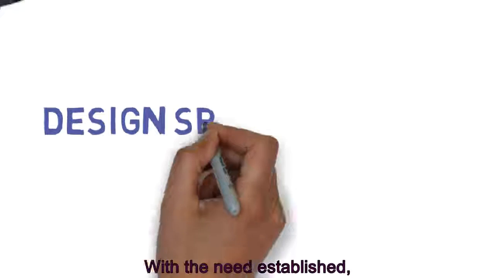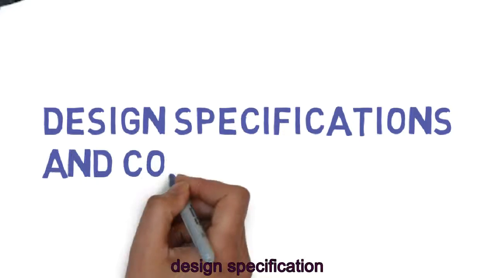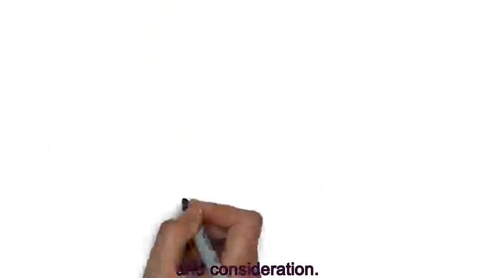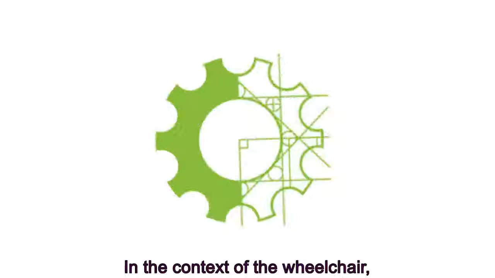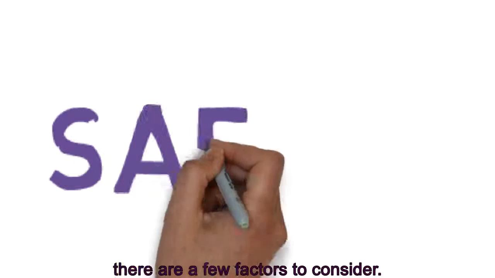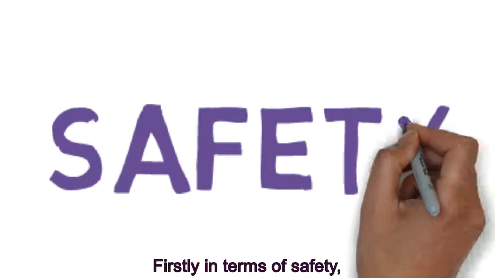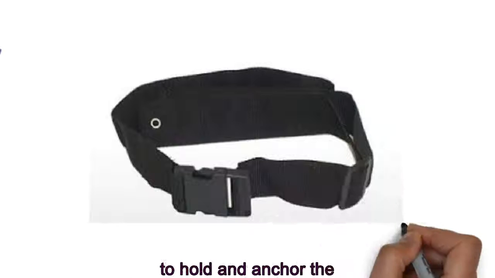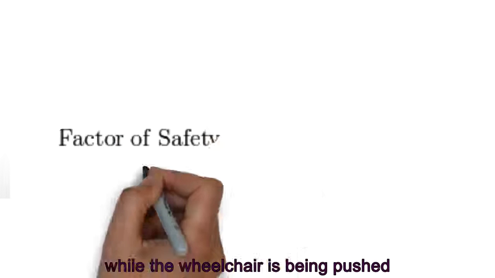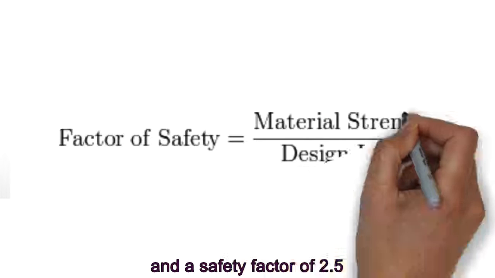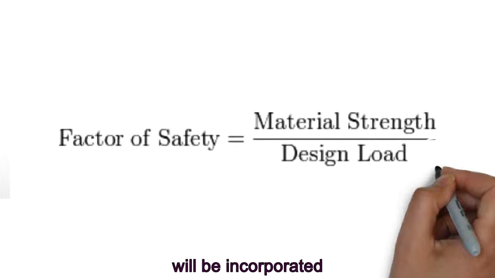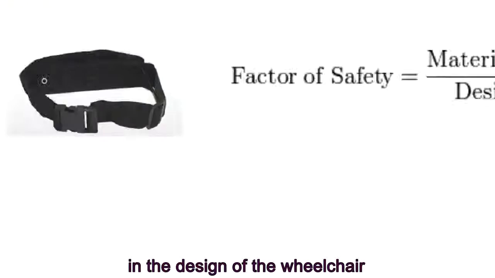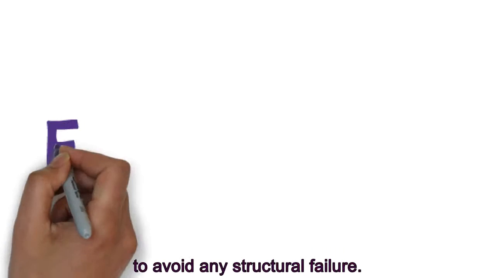With the need established, the next step is to come up with a design specification and consideration. In the context of the wheelchair, there are a few factors to consider. Firstly, in terms of safety, there will be belts for the upper body and lower body to hold and anchor the patient in place while the wheelchair is being pushed, and a safety factor of 2.5 will be incorporated in the design of the wheelchair to avoid any structural failure.